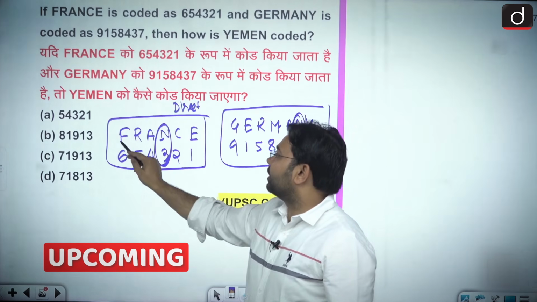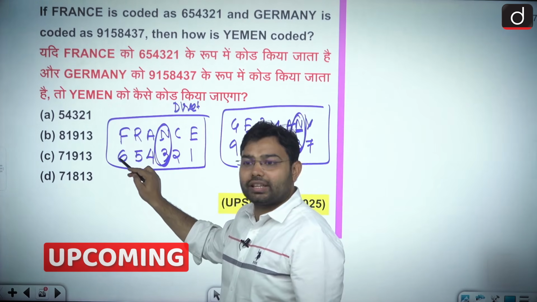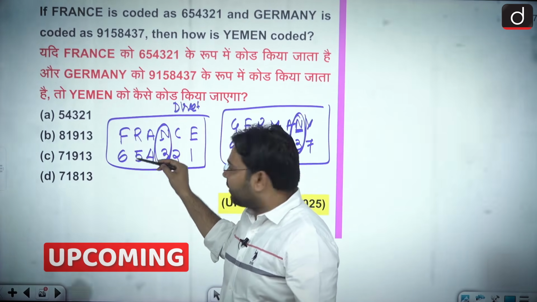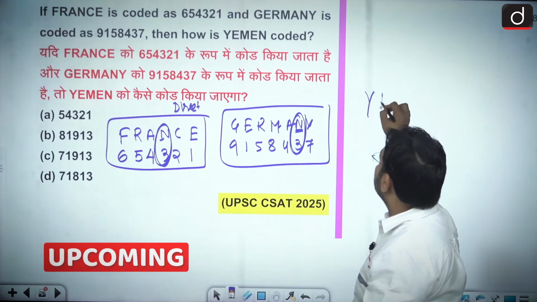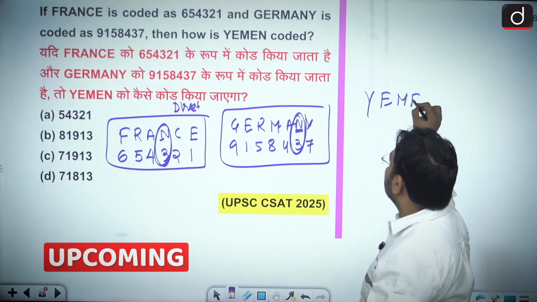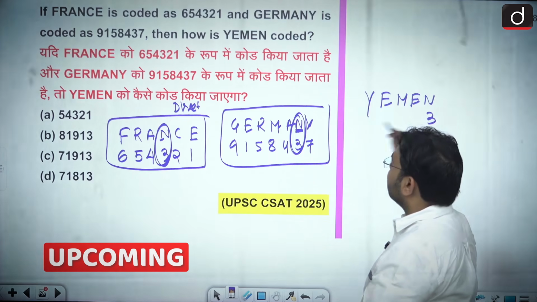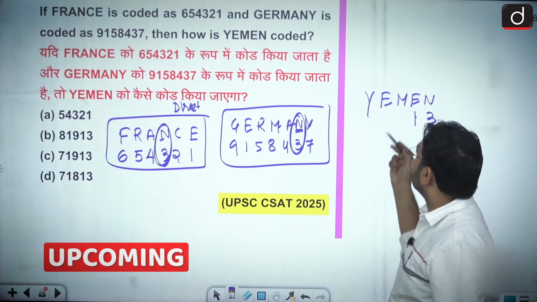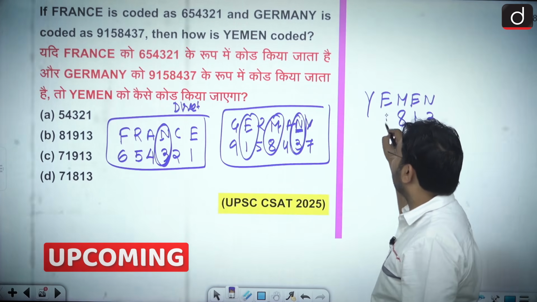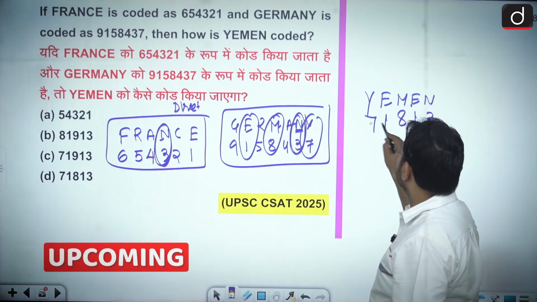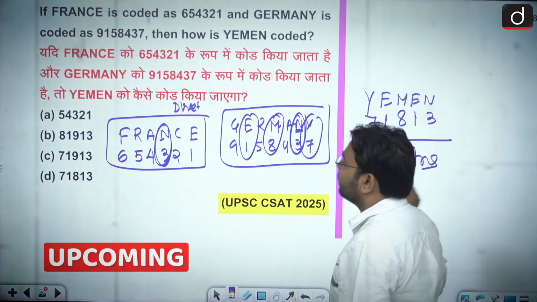Direct coding means in place of F is 6, in place of R is 5, A is 4, done. So what he wants is YEMEN, and N is 3, E is 1, M is 8, E 1, Y. So the answer is 71813.